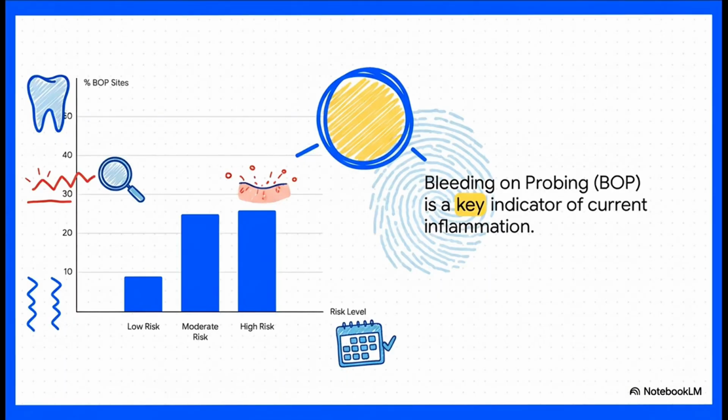First up, bleeding on probing. This is our #1 sign of active inflammation. If a patient has less than 10% bleeding, they're sitting comfortably in the low-risk category. The real magic number here is 25%. Once you go above that, the research is clear. They are at a much, much higher risk for future breakdown.